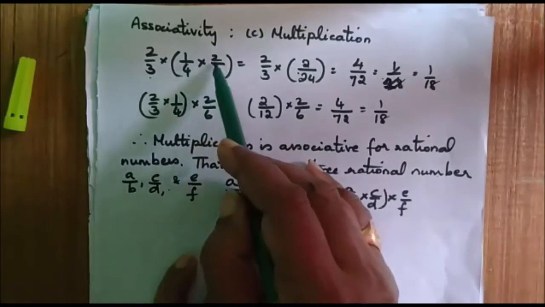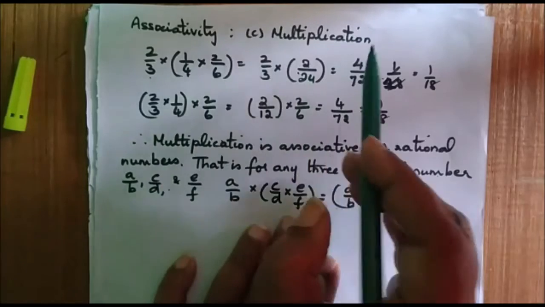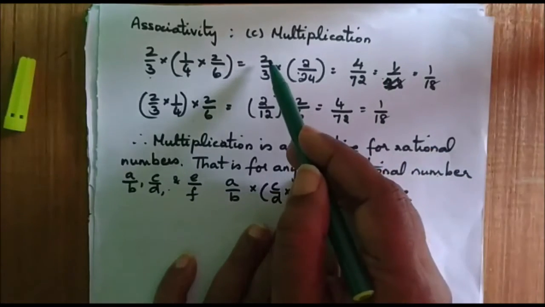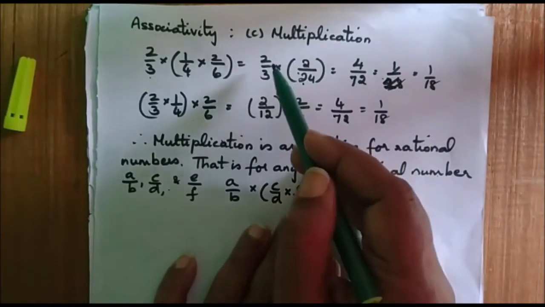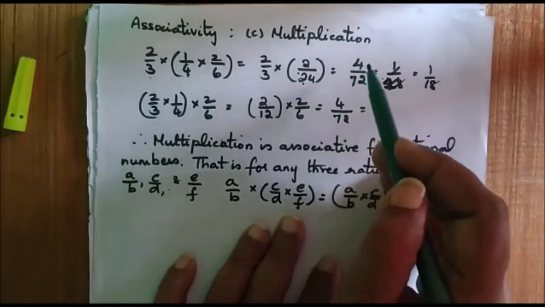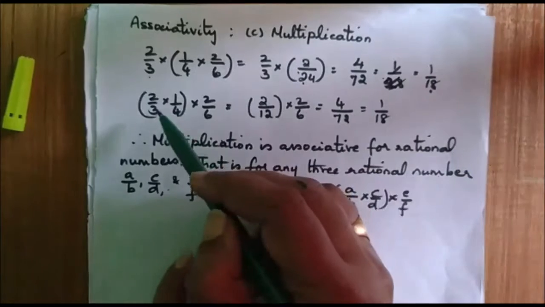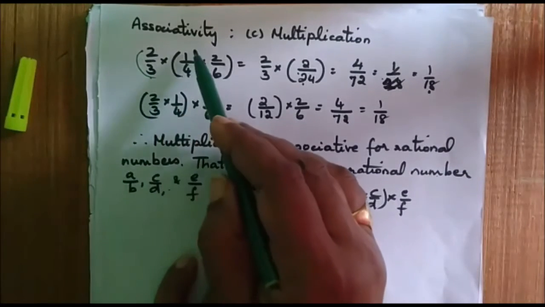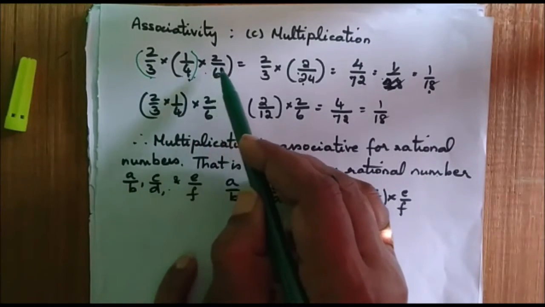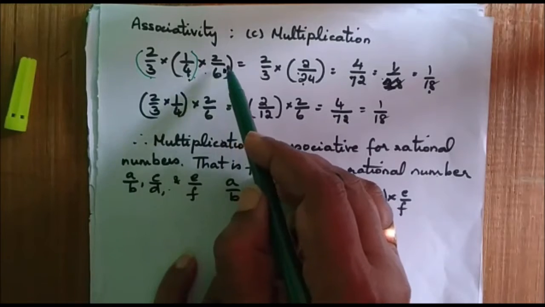So it is 1 into 2 is 2, 4 into 6 is 24. So I will multiply whatever answer I get with 2 by 3. So I get 4 by 72 or 1 by 18. Similarly, I will change the order. I will multiply these both first and then with that answer I will multiply 2 by 6.